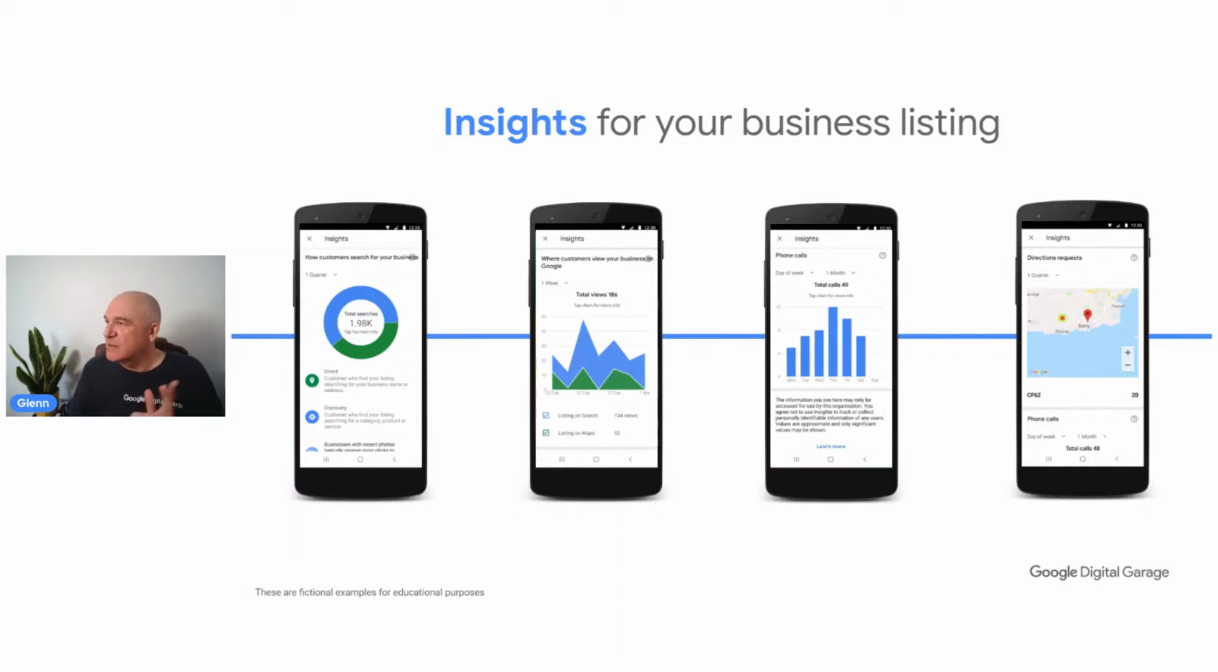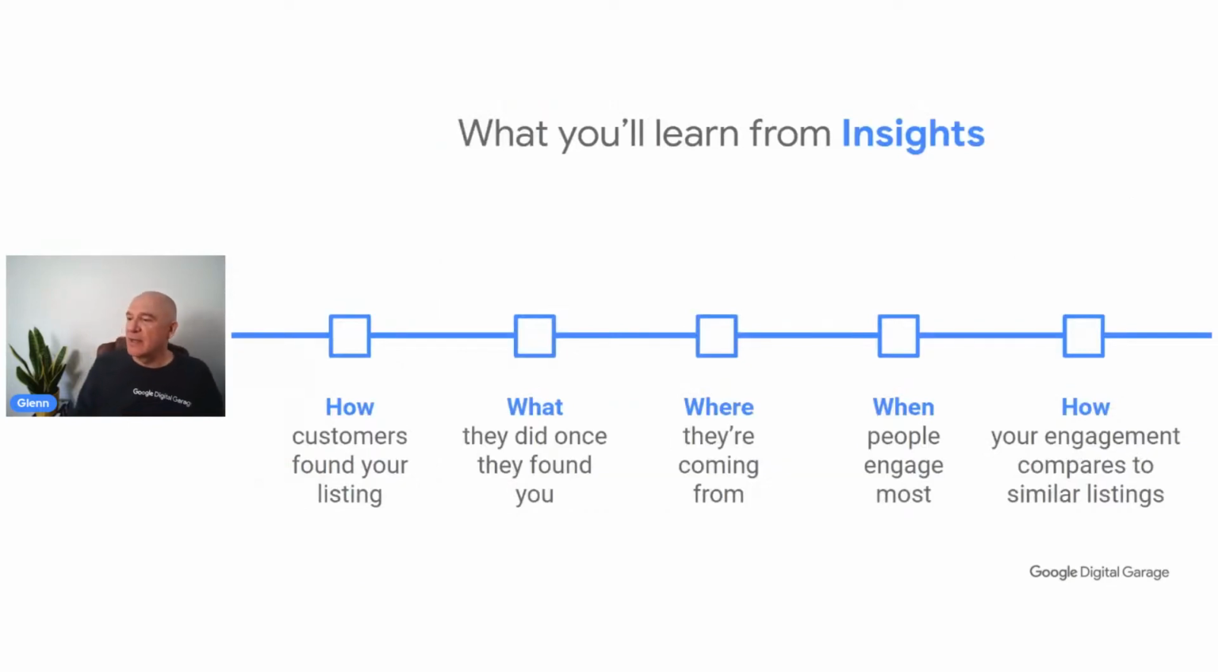So you can see from the examples on the screen, the people that have taken direction requests to get to your premises, because this would be for a walk-in business, the amount of phone calls that you've taken over a period of time, where you're being found. Is it a listing on search? Is it a listing on maps? So that we can start to make comparisons about where people are looking and how they're coming in. Are they coming in directly by typing your name into the browser? How are you being found? It's crucial information.